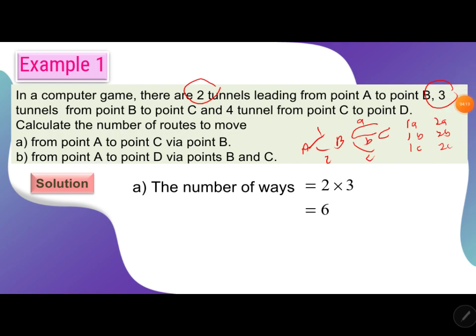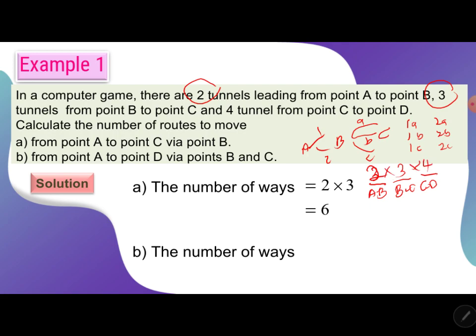Question B. Calculate the number of routes to move from point A to point D via point B and C. What you need to do is just multiply all the tunnels we have. For A to B, we have 2 choices. From B to C, we have 3 choices. And from C to D, we have 4 choices. So just multiply all these choices. So we have 24 as the result.